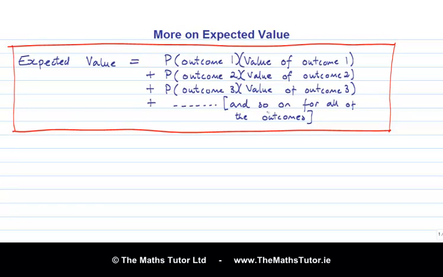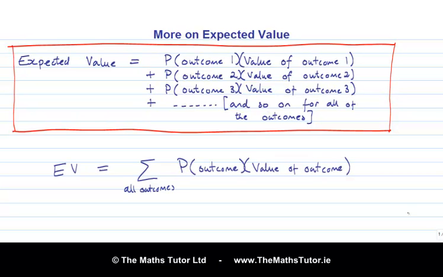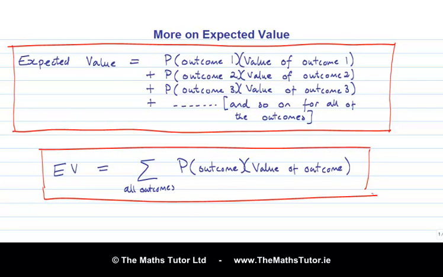The first thing to point out is that there's a nice shorthand for writing this down. So this is the same formula but written in a shorter way. EV stands for expected value. And on the right hand side we have this nice shorthand for writing this long sum of terms. So we have the Greek letter capital sigma. This letter here is capital sigma, and in mathematics that very often is used as a shorthand for sum.